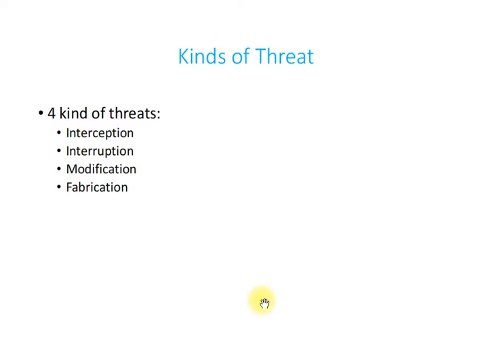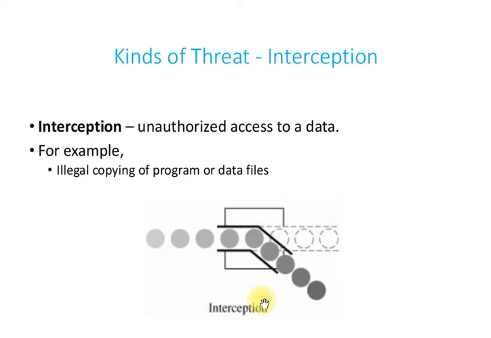We have 4 kinds of threats that we're going to talk about: interception, interruption, modification, and fabrication. All these are going to be talked about with examples. We have a diagram to show what interception is. Interception is unauthorized access to data. For example, illegal copying of program or data files, making copies of a program or the data files without permission. That is basically interception.